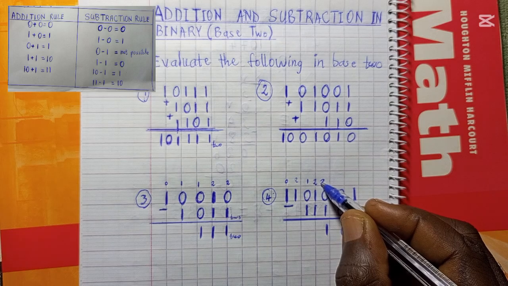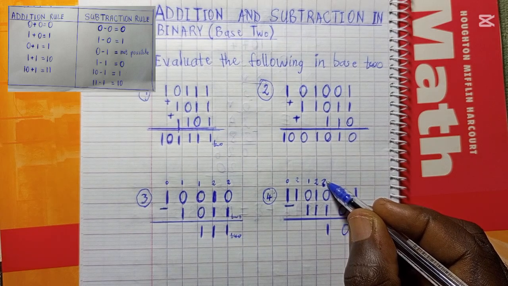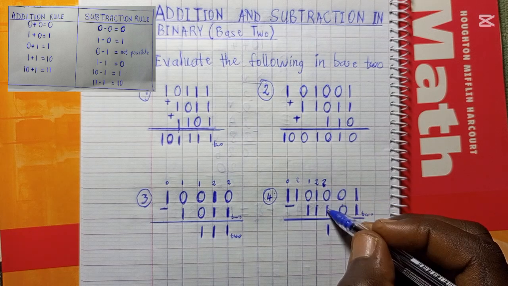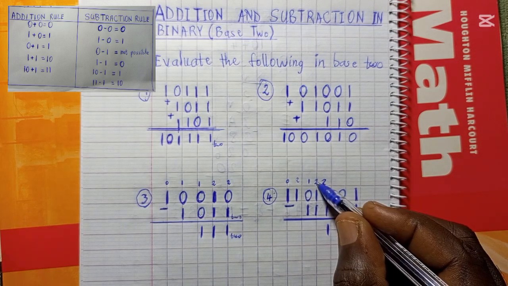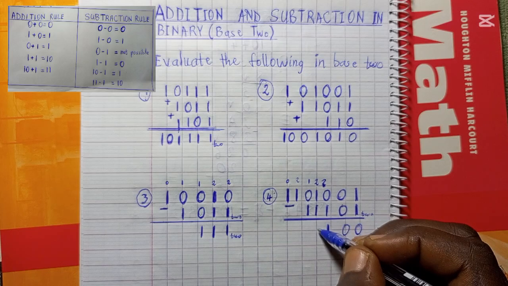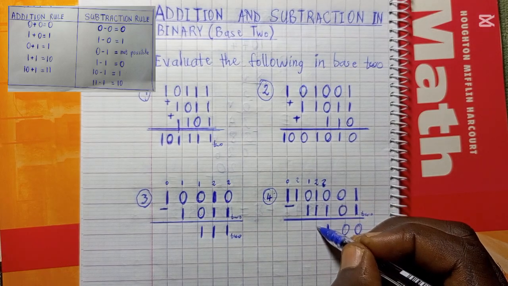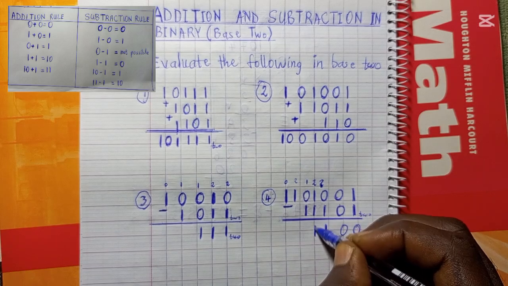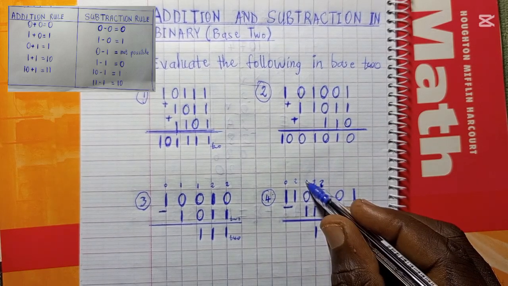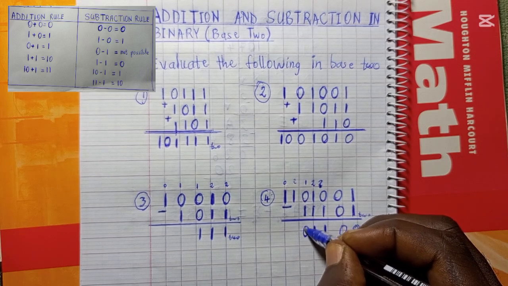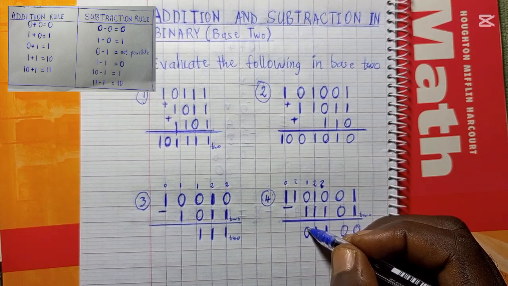Or 2 in binary, 2 is in decimal system. So in binary, 2 is equivalent to 10. 10 minus 1 is 1. Here also 2 minus 1 is 1. Or 10 in binary system minus 1, that is 1. 1 minus 1, that will give us 0. 1 minus 1 will give us 0.